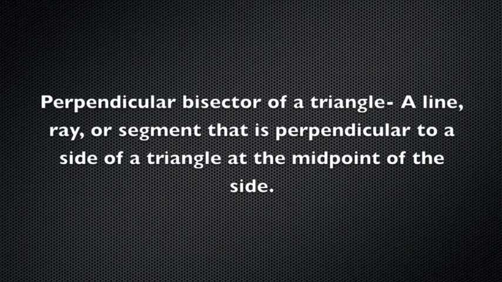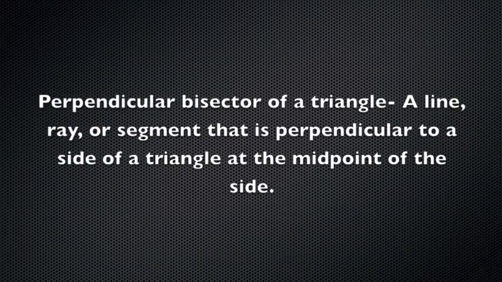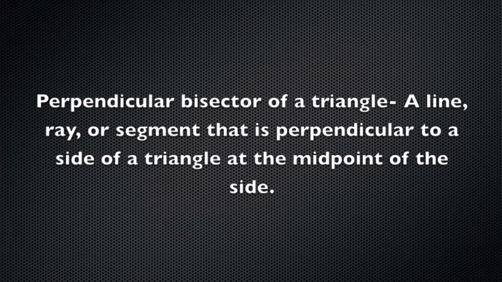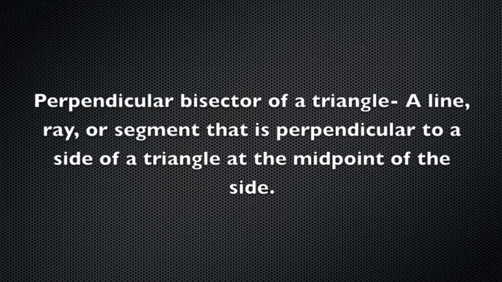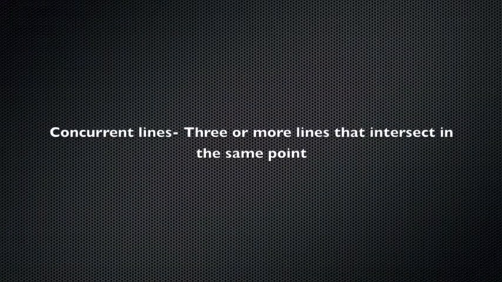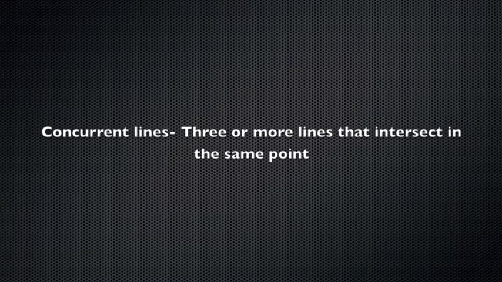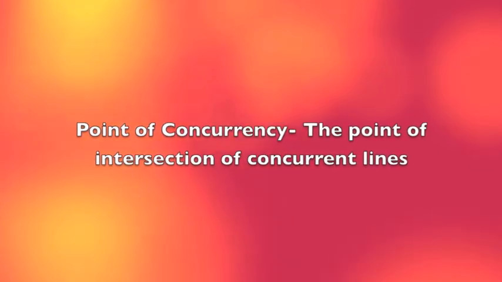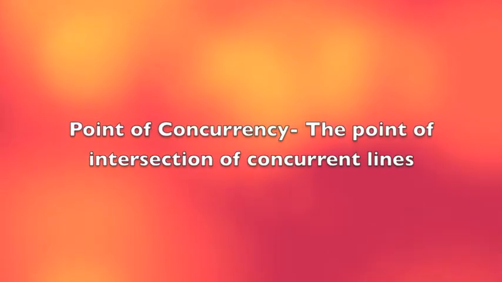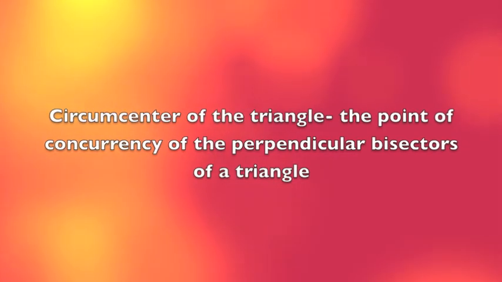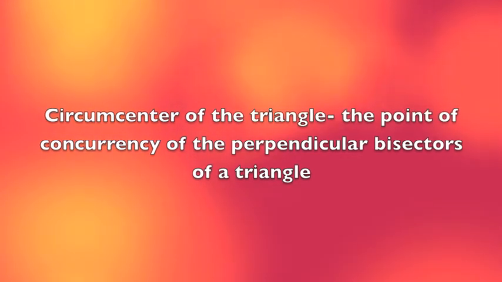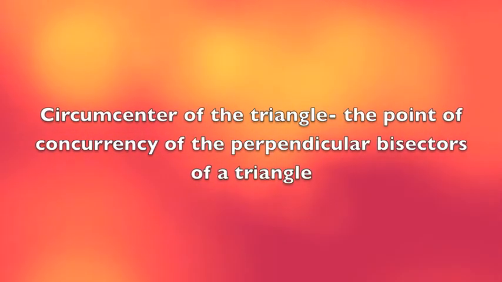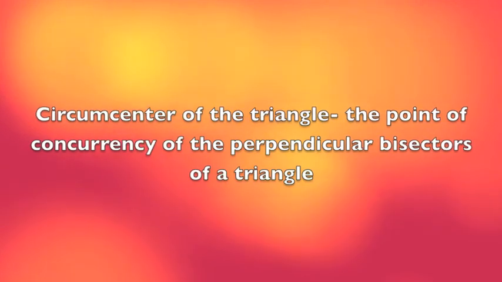Definitions. Perpendicular bisector of a triangle: a line, ray, or segment that is perpendicular to a side of a triangle at the midpoint of the side. Concurrent lines: 3 or more lines that intersect in the same point. Point of concurrency: the point of intersection of concurrent lines. Circumcenter of the triangle: the point of concurrency of the perpendicular bisectors of a triangle.